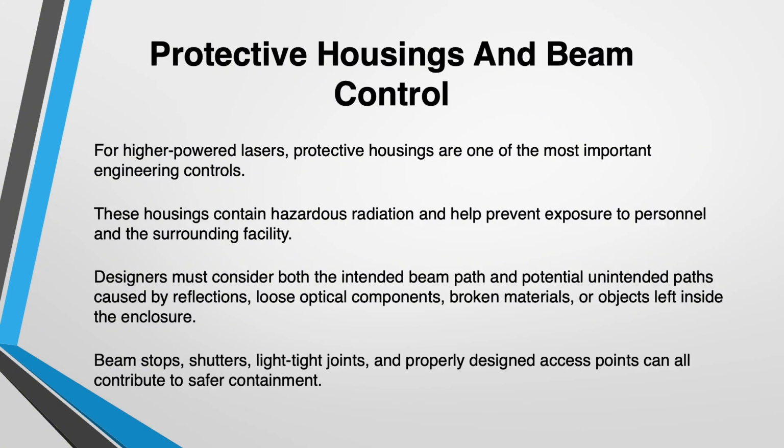For higher powered lasers, protective housings are one of the most important engineering controls. These housings contain hazardous radiation and help prevent exposure to personnel and the surrounding facility. Designers must consider both the intended beam path and the potential unintended paths caused by reflections, loose optical components, broken materials, or objects left inside the enclosure. Beam stops, shutters, light-tight joints, and properly designed access points can all contribute to safer containment.